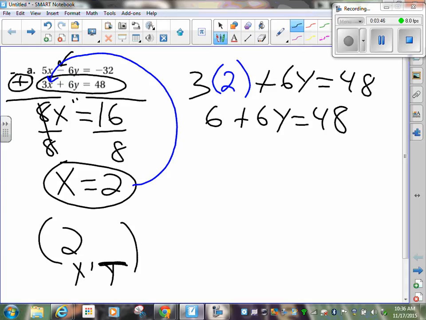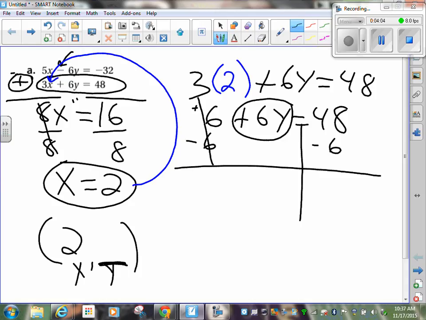Just like usual, circle, draw my wall. The circle tells me to start on that side and do what's next to it. This is actually positive 6. Excellent. You minus 6 to both sides. Those cancel out, and I get 6y equals 48 minus 6. We get 42. And now we're back to the end again.